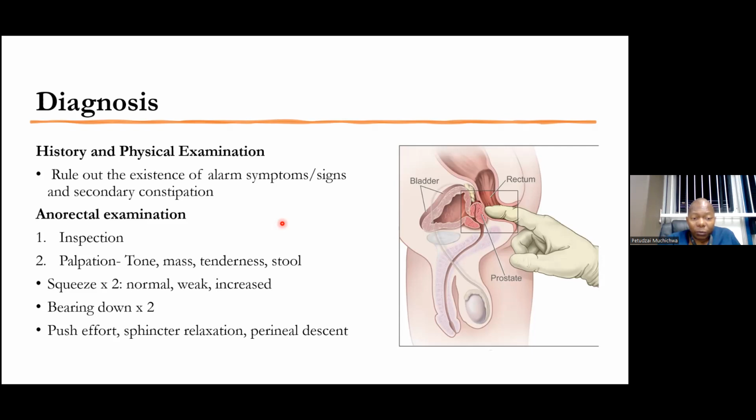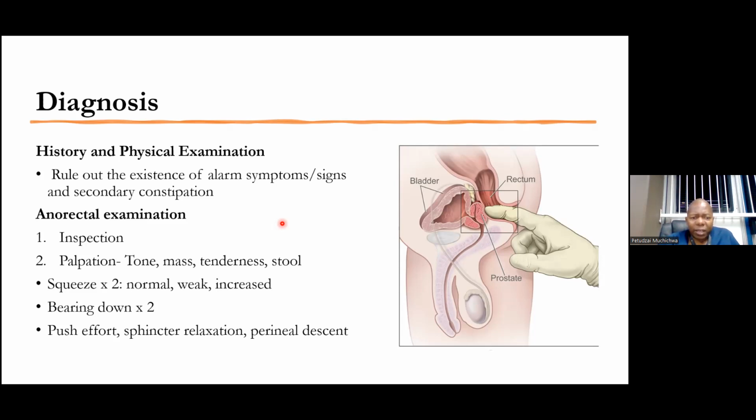When we do palpate, when we put a finger in, we're assessing for tone, assessing for masses in the rectum, assessing for tenderness, which may be a key clue for patients with anal fissures. Feel the consistency of the stools: hard, firm, soft; constipation often is hard. And then you ask the patient to squeeze the finger twice. With experience, you can determine whether this squeeze is normal, weak, or actually increased.